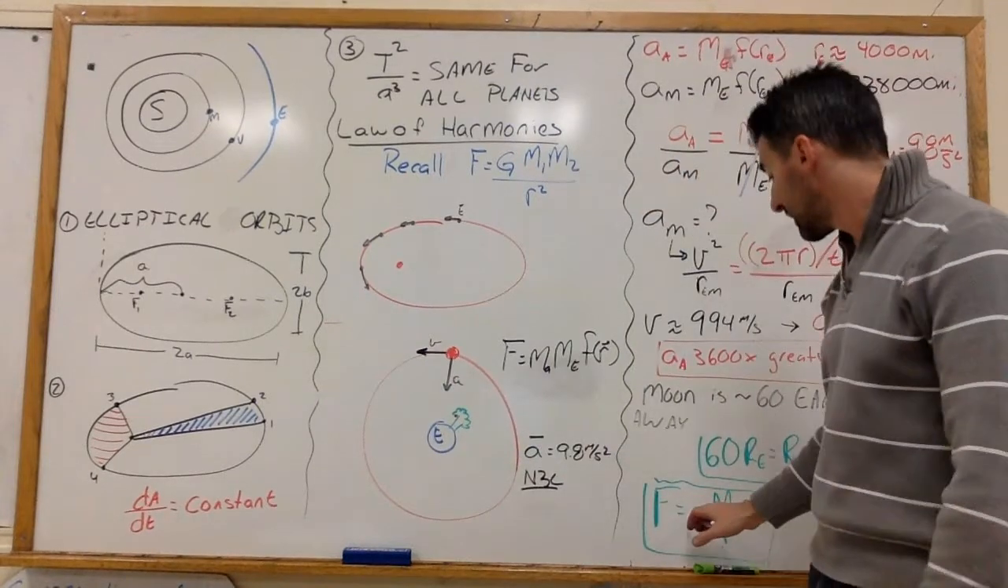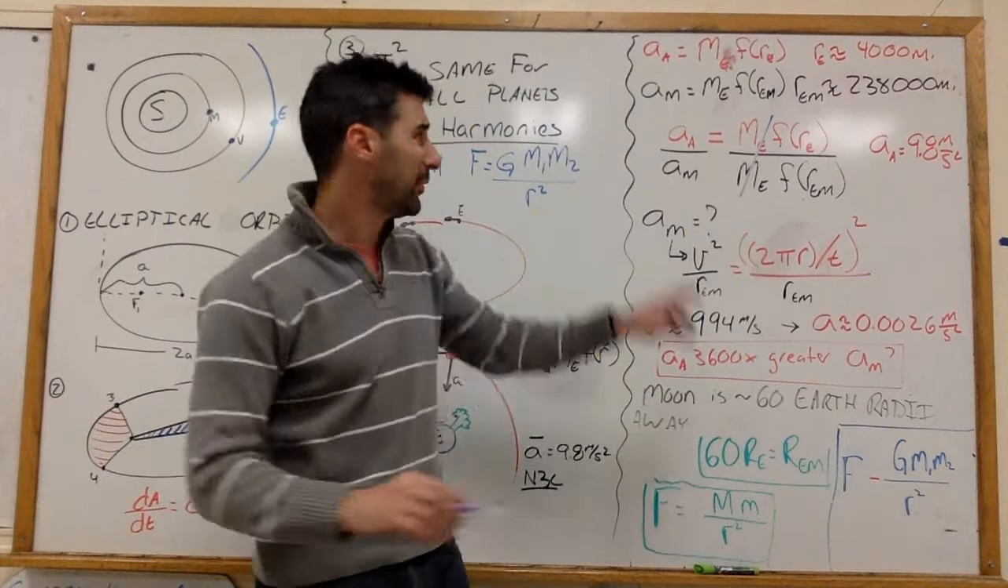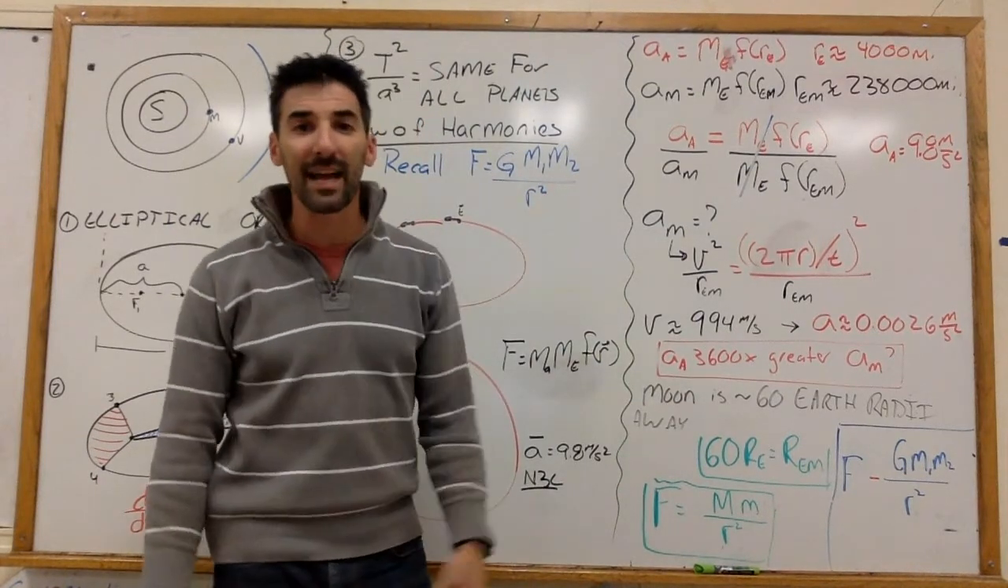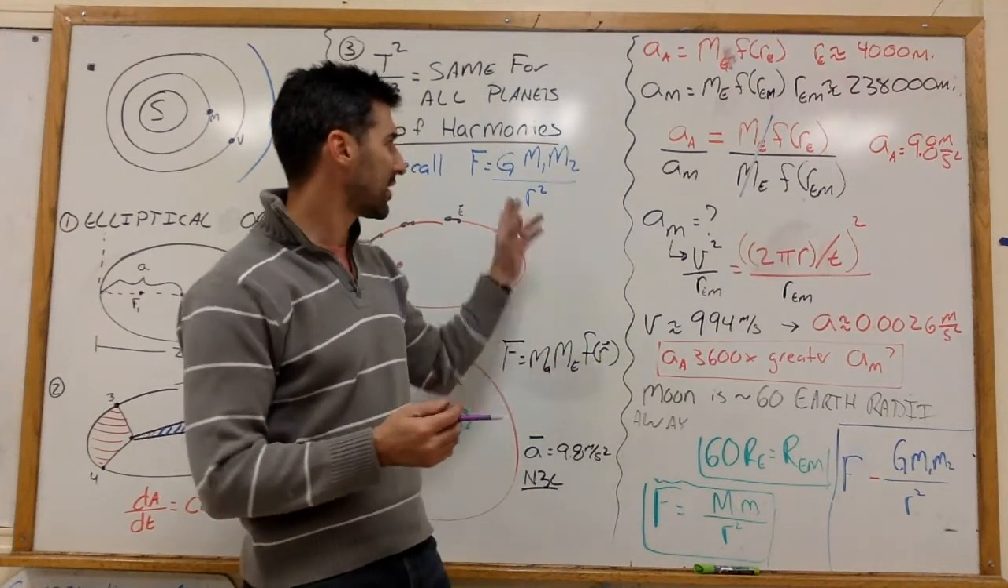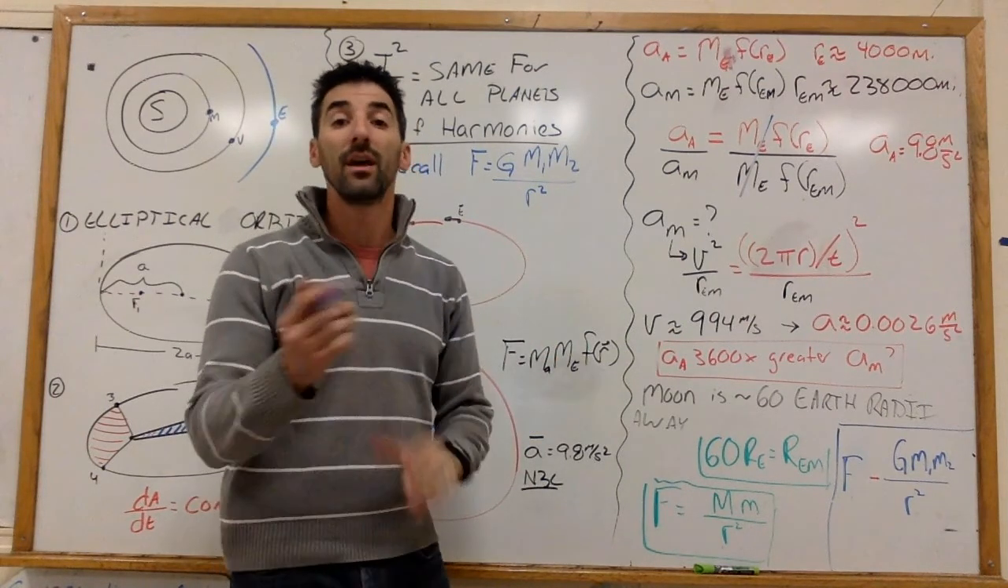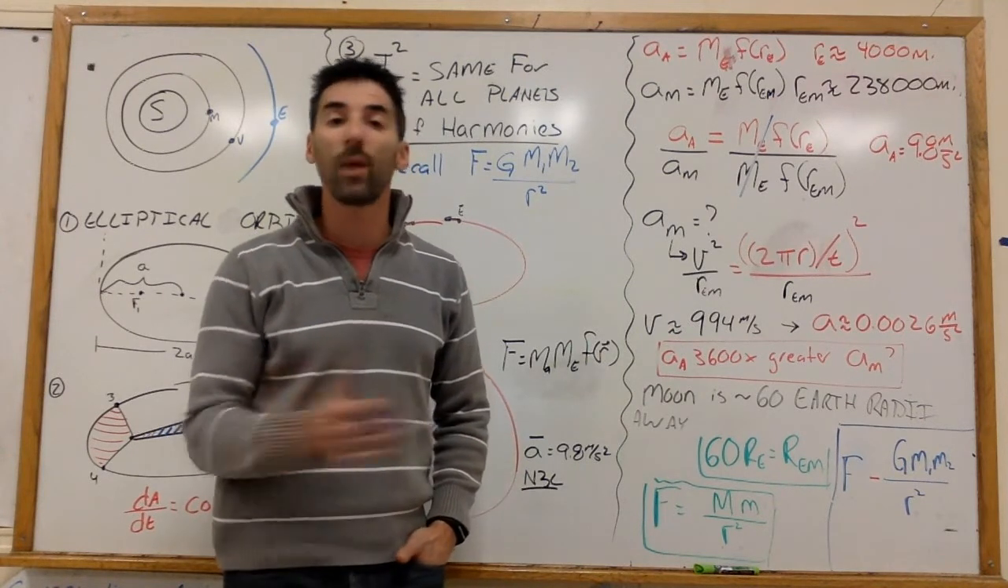This equation is missing something. It's obviously missing that G. Newton didn't know this G. G is negative 6.67 times 10 to the negative 11th. Yeah, I think that's right. 6.67 times 10 to the negative 11th newton meters squared per kilogram squared. It's a really small number. We had no way to measure that.